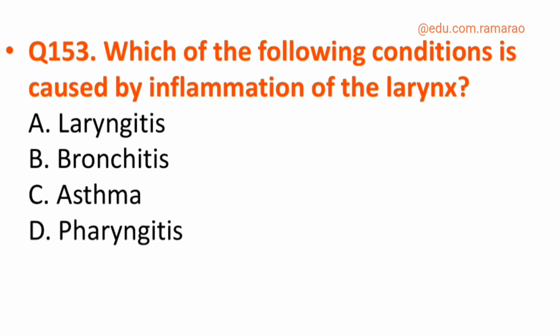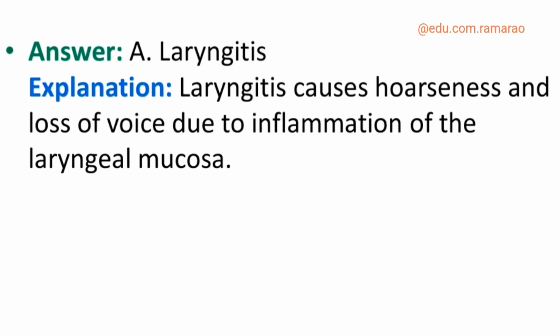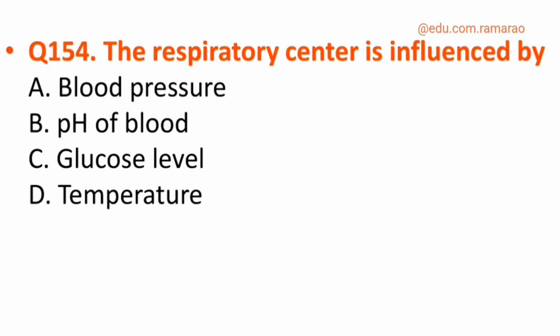Which of the following conditions is caused by inflammation of the larynx? Option A, laryngitis, option B, bronchitis, option C, asthma, option D, pharyngitis. The correct answer is option A, laryngitis. Laryngitis causes harshness and loss of voice due to inflammation of the laryngeal mucosa.